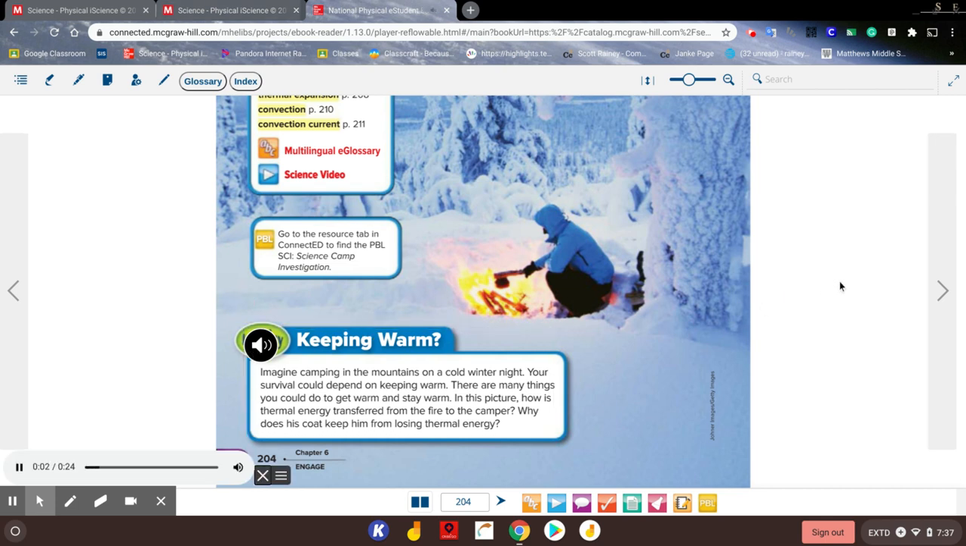Inquiry. Keeping warm? Imagine camping in the mountains on a cold winter night. Your survival could depend on keeping warm. There are many things you could do to get warm and stay warm. In this picture, how is thermal energy transferred from the fire to the camper? Why does his coat keep him from losing thermal energy?